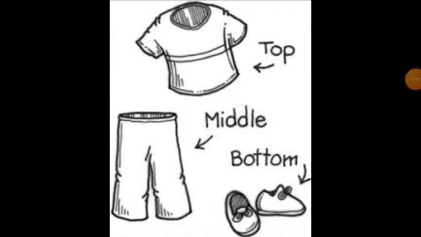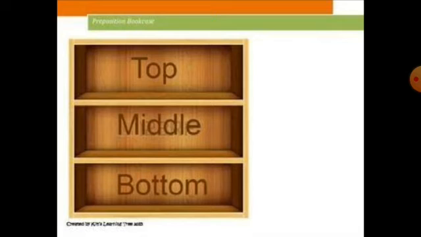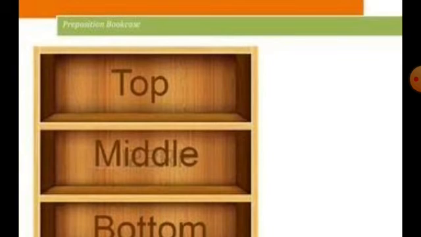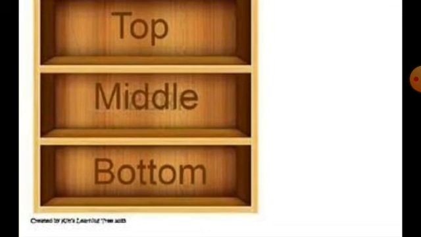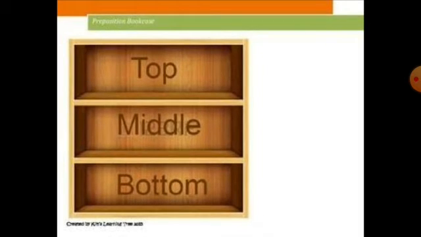In this example, the shirt is at the top. Jeans is at the middle position. Shoes are at the bottom position. Here you can see there are 3 shelves. The first is called top. The second one is middle. The last one is at the bottom.